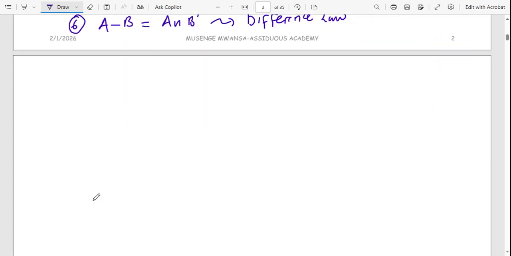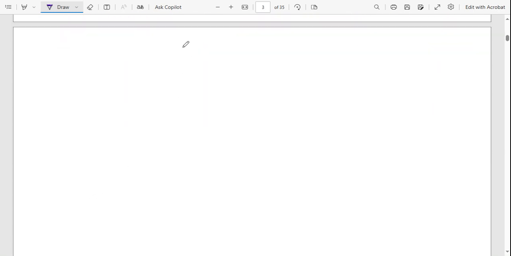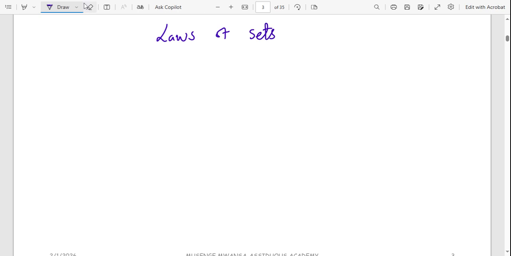Excellent. Now let's talk about the laws. For me, I just decided to split them like this. So the laws, the first one is the law of commutativity, or the commutative law.